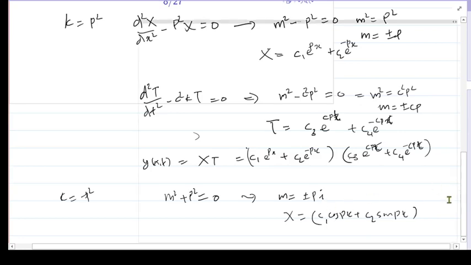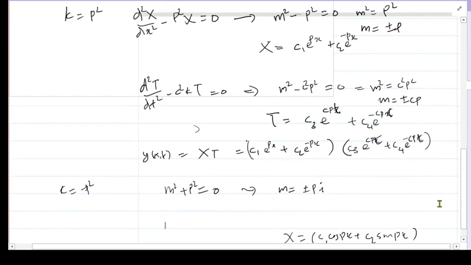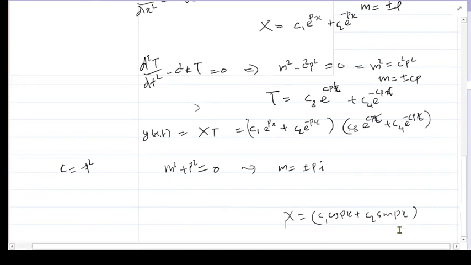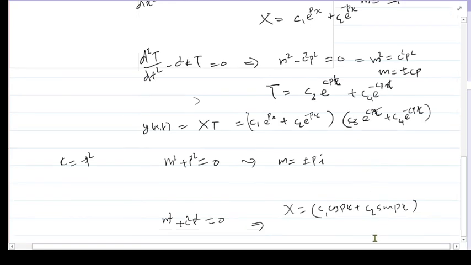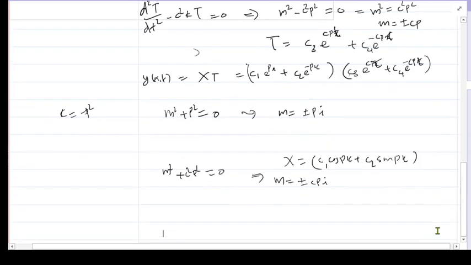Similarly for the other variable, for T we can say that m square plus c square p square equal to 0 implies m is equal to plus or minus cp i. For this we can choose the solution capital T is equal to c3 cos cpt plus c4 sin cpt.